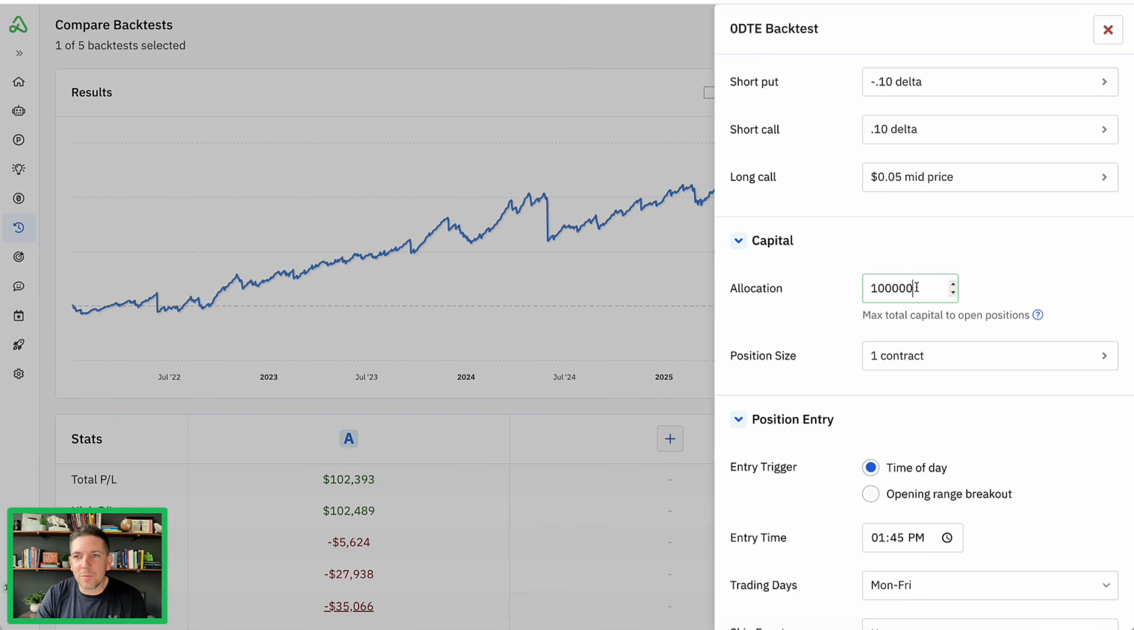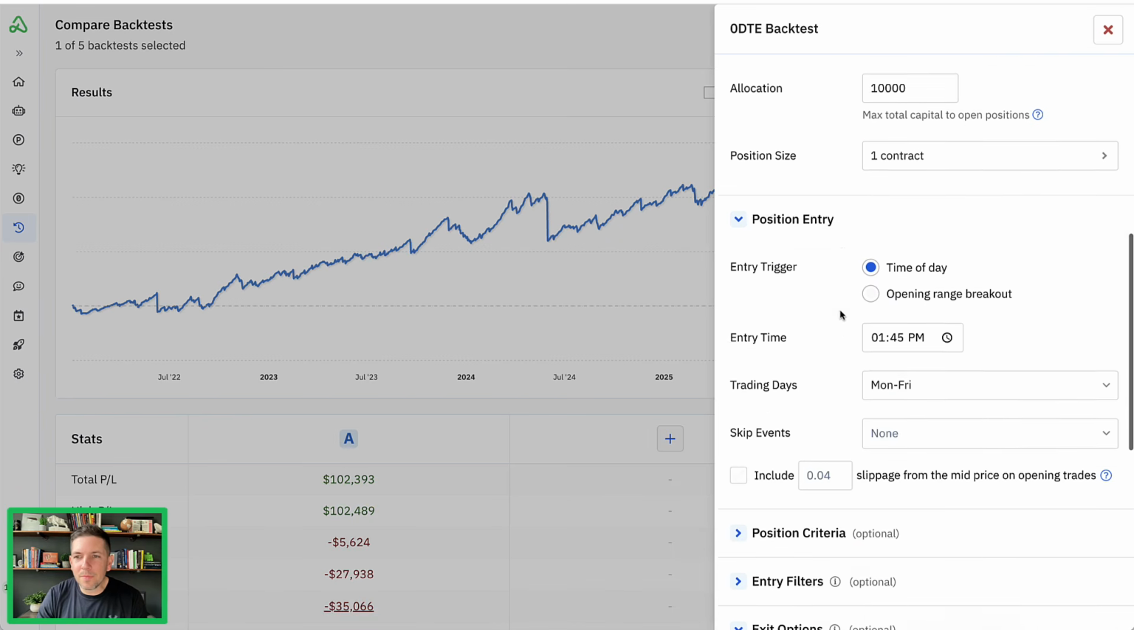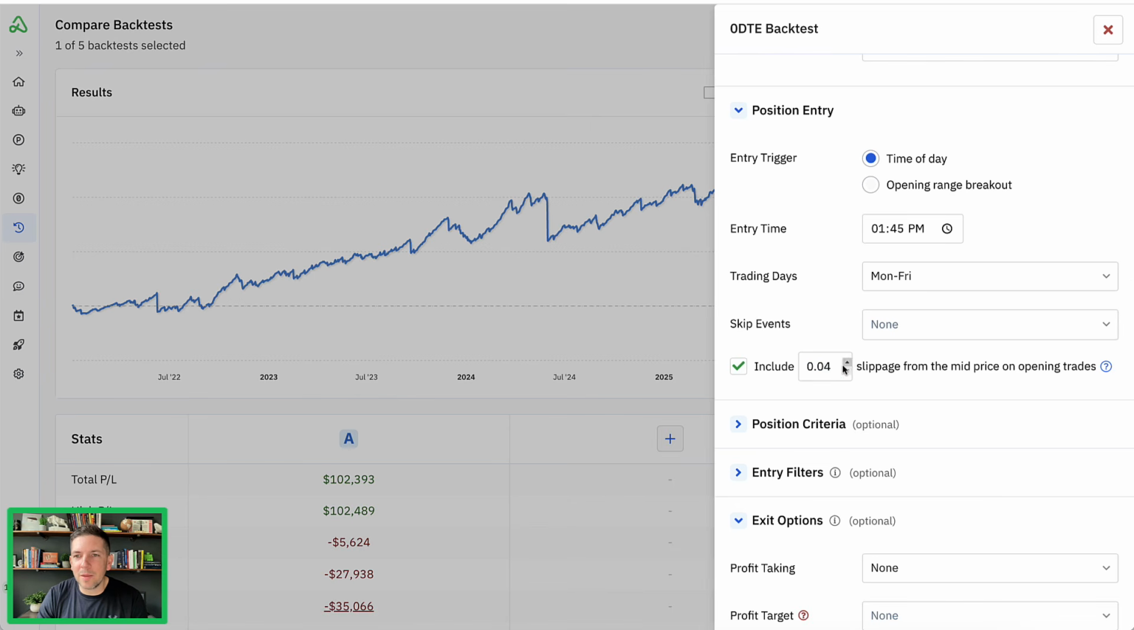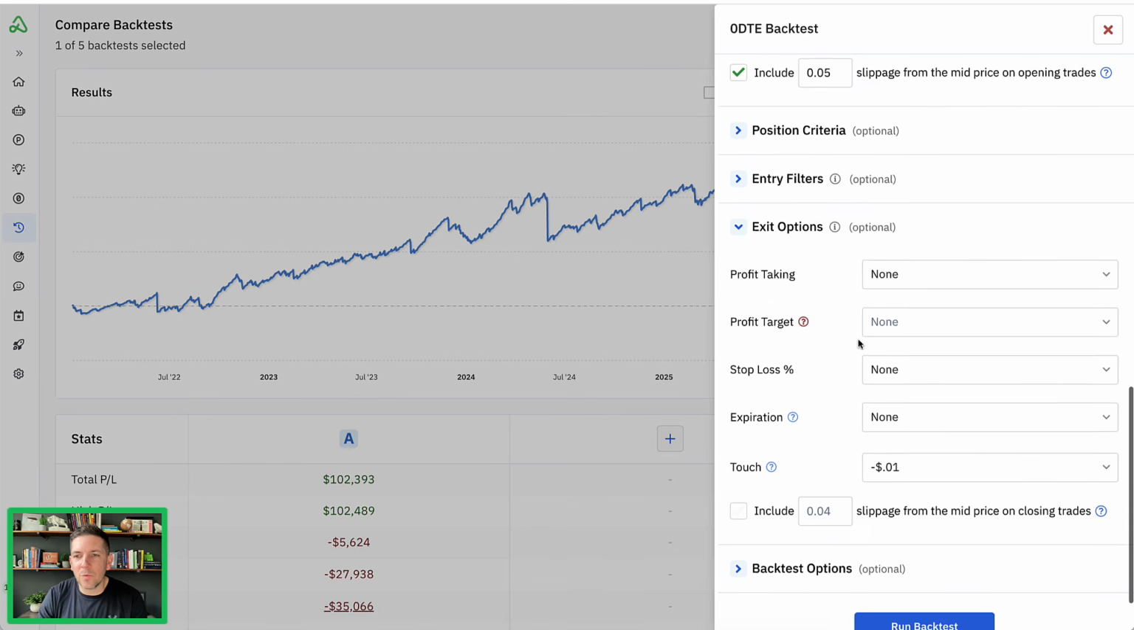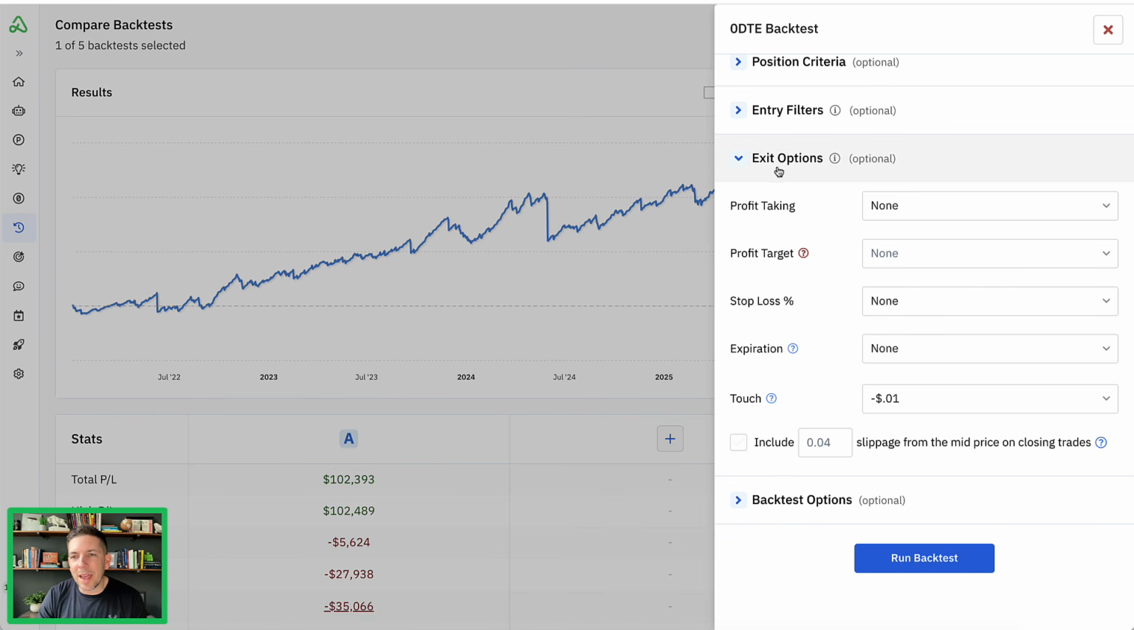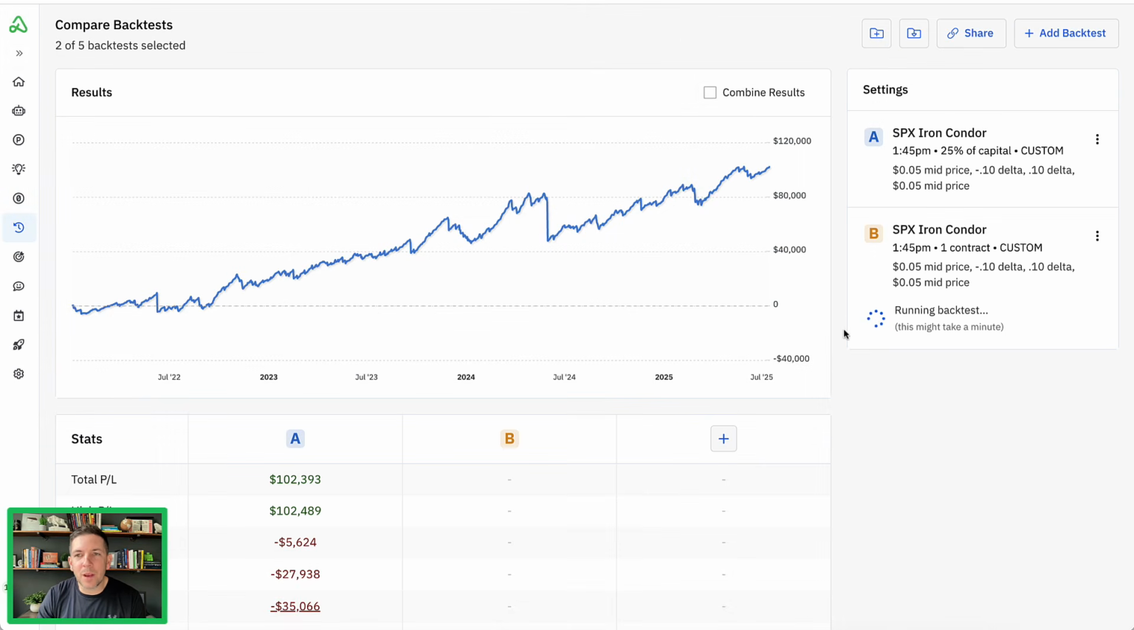Starting value here can be significantly lower. So let's test maybe $10,000 at the very minimum here. You can keep all the other stuff the same, include a little bit of slippage on the way in. Because you're having exit options where you have this touch filter here, I would include some slippage on the way out too. There's no telling that that's going to always fill exactly at mid price after you hit your touch stop, essentially. So then you could run this backtest this way and it might get slightly different results.